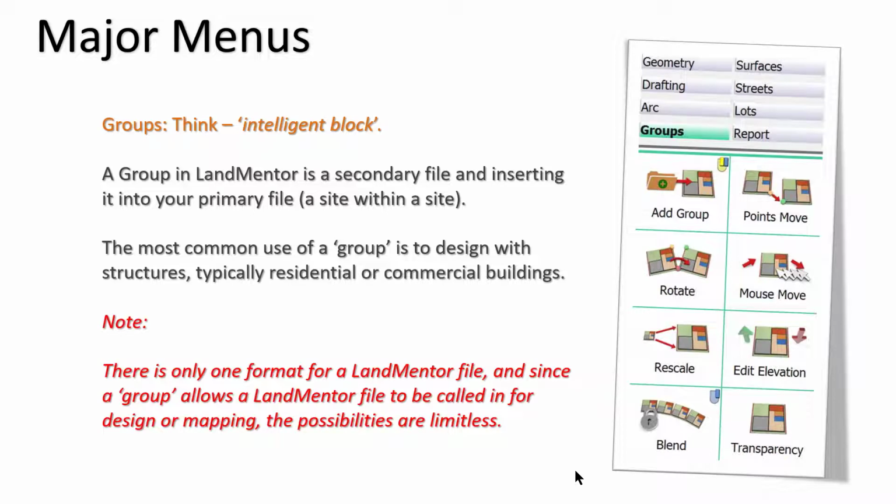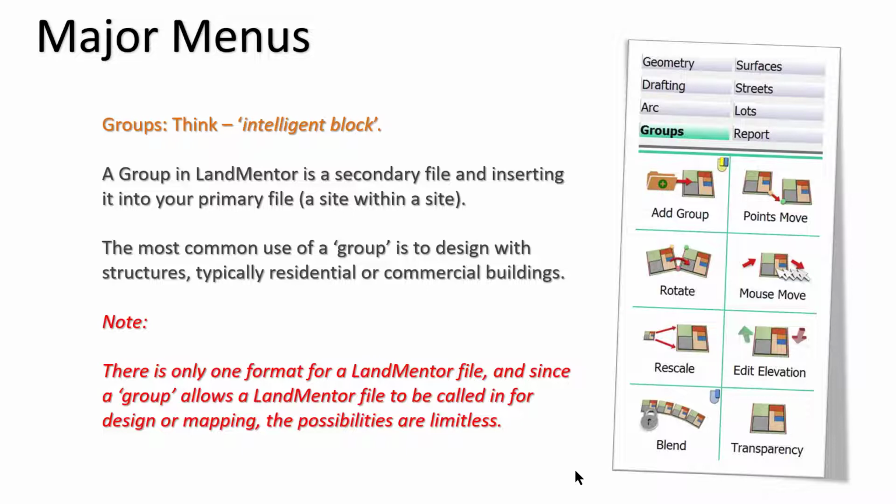Groups, what are they? Well, if you use AutoCAD, think of it as a block with super intelligence. Essentially, any LandMentor file is a group, and it was originally designed so that you can quickly put in regional maps, have a subdivision, bring that up as a group, or figure out land surveys. Today, as you'll learn, it's more for high-level design.